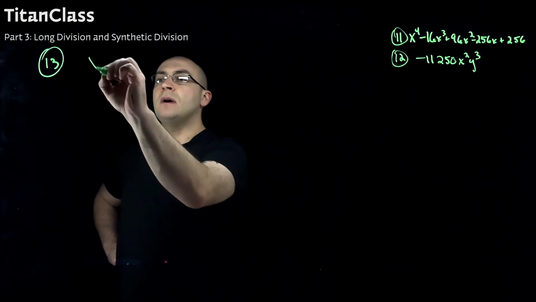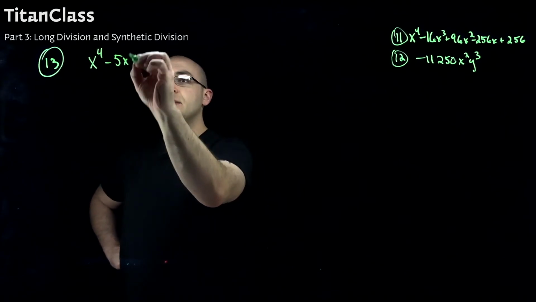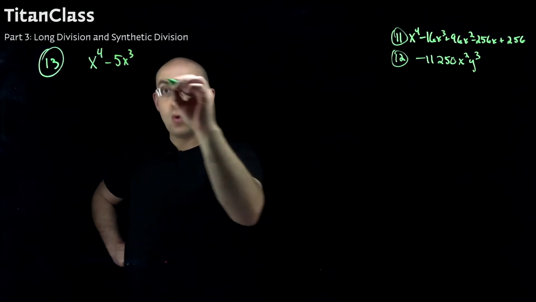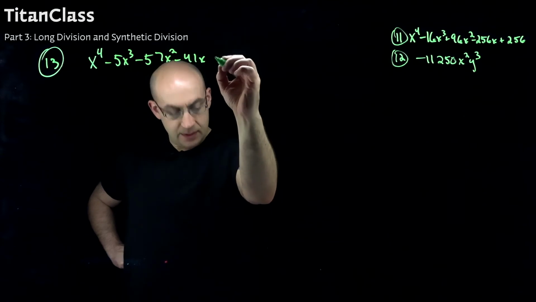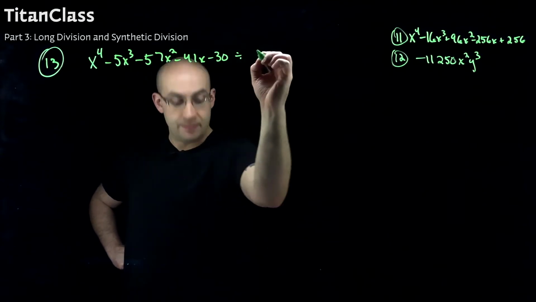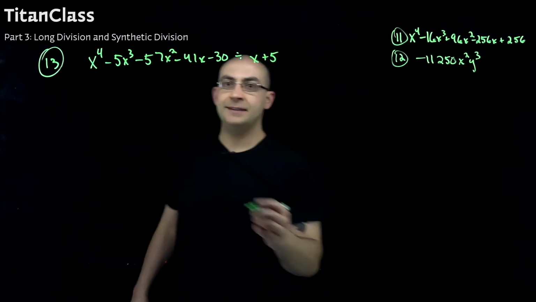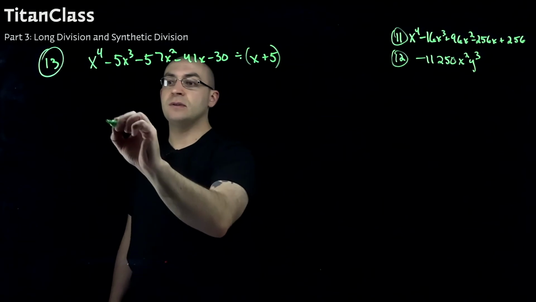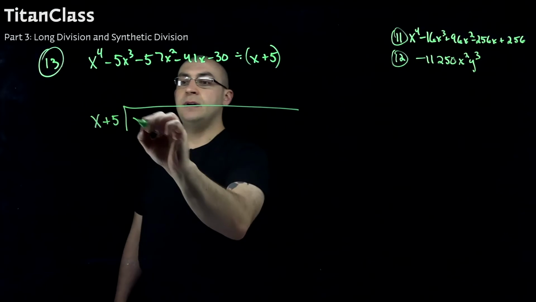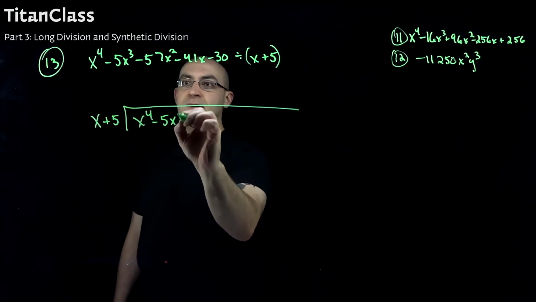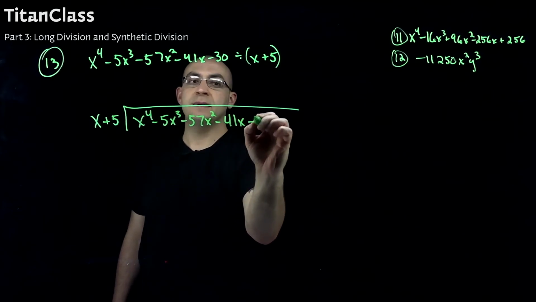Okay, so I want to do x to the 4th minus 5x to the 3rd minus 57x squared minus 41x minus 30 divided by x plus 5. Okay, oh boy. X plus 5 is the divisor, right? So we're going to do x plus 5, and then we're going to do x to the 4th. I probably should have just written this the first time the right way, minus 57x squared minus 41x minus 30.